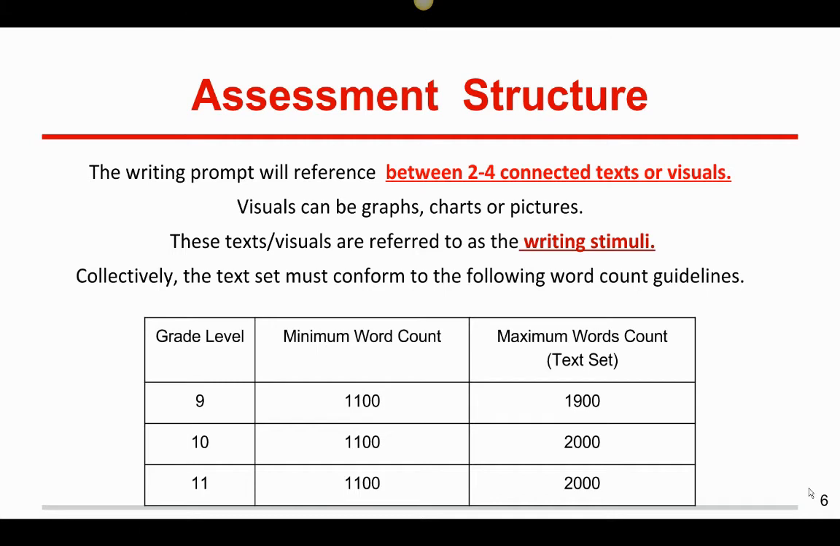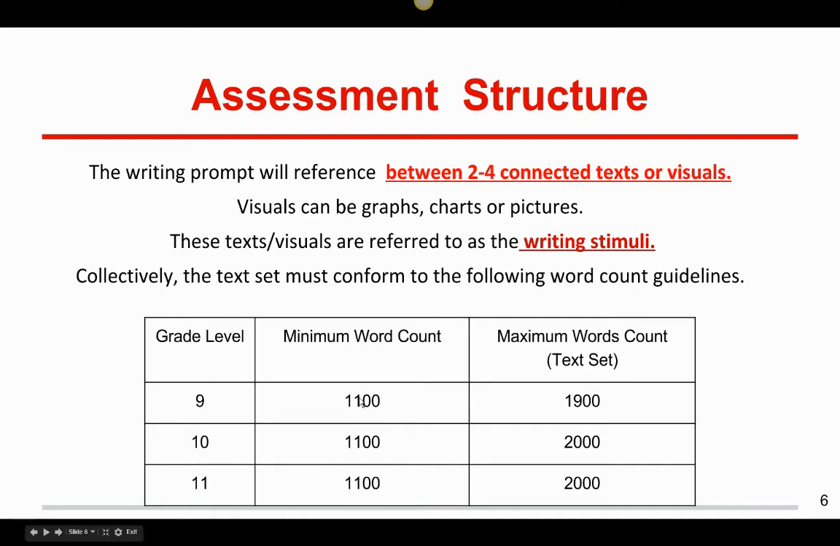So the assessment will contain a writing prompt, and it will reference between 2 and 4 different texts or visuals. These are termed writing stimuli, so whatever the student has to look at and understand, whether it's a picture, a chart, a graph, or text, they will have to refer to that when they're answering their prompt.